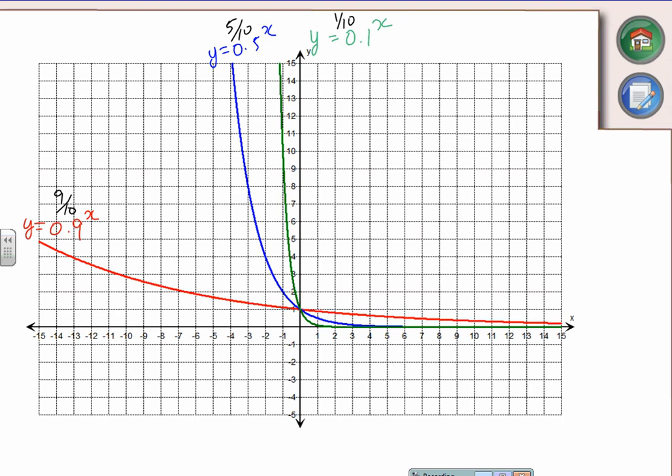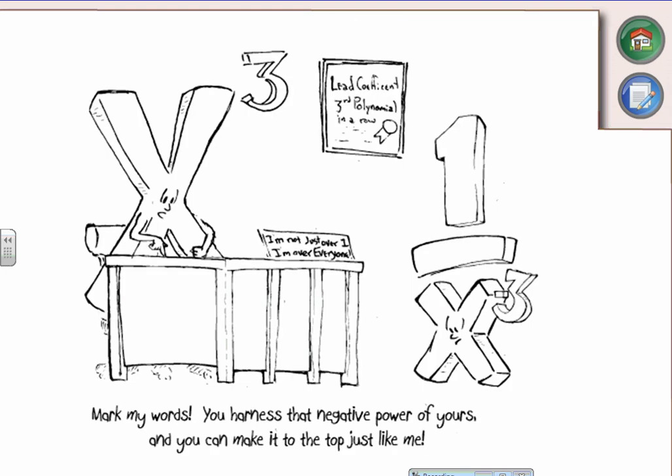So I was sitting at my desk there saying, what am I going to say to these students about exponents and the exponential functions? And I thought, I know. Mark my words. You harness that negative power of yours, and you can make it to the top just like me. Hey, I really like this though here. I'm not just over one. I'm over everyone. Hey, there's that negative exponent right there. And I love this diploma here on the wall. Lead coefficient. Third polynomial in a row.